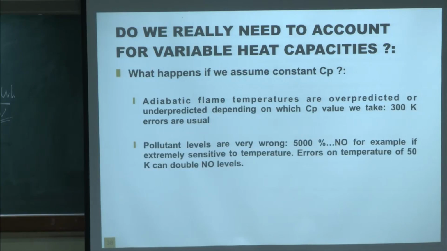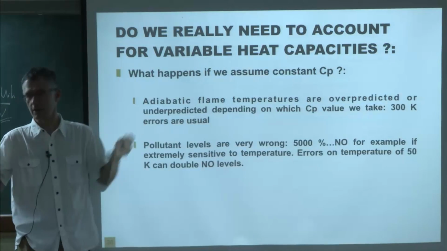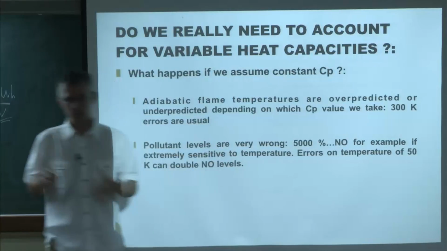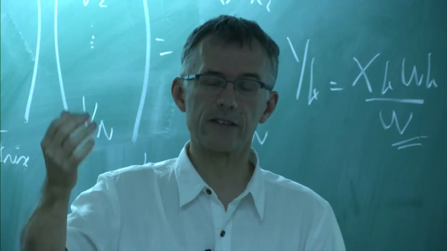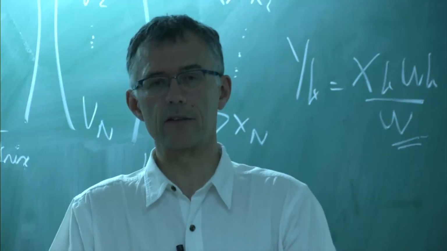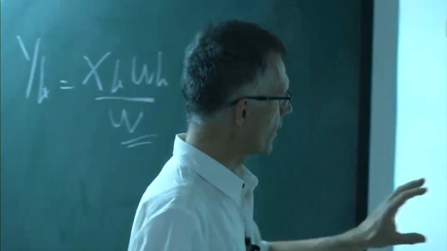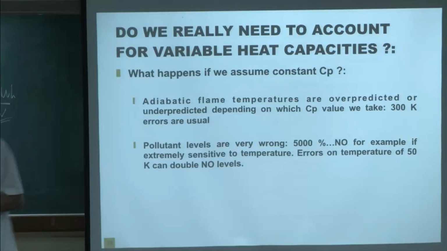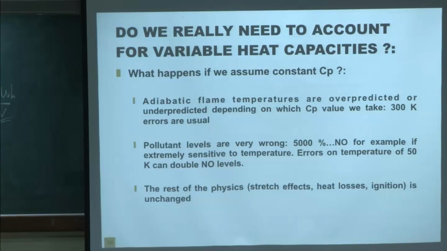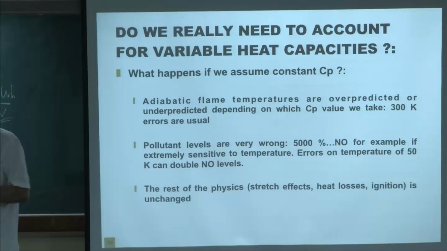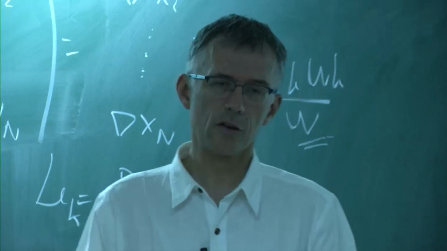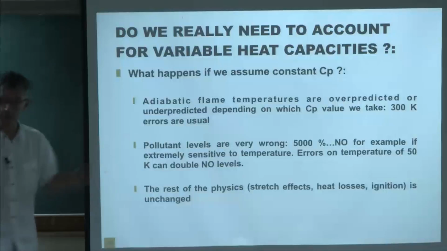The problem is really that if you want, for example, to predict pollutants, then you're stuck. Because you know that NOx formation is extremely sensitive to temperature. When you increase the temperature in the burnt gases by 25 K, you increase the NOx by a factor of 2. So if you are wrong by 200 K, then the NOx can be wrong by 1,000. So then you're dead. You cannot do that. So if you want to look at pollution, then you need to account for Cp variations, otherwise it's not going to work. Now, the rest of the physics is unchanged. So there are many people doing very good work in combustion, saying that Cp is constant. You just have to avoid doing it if you want to do pollution.